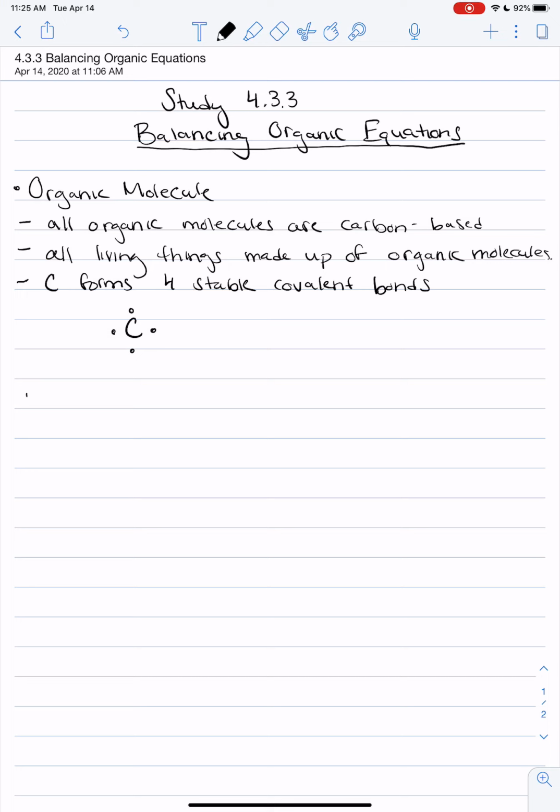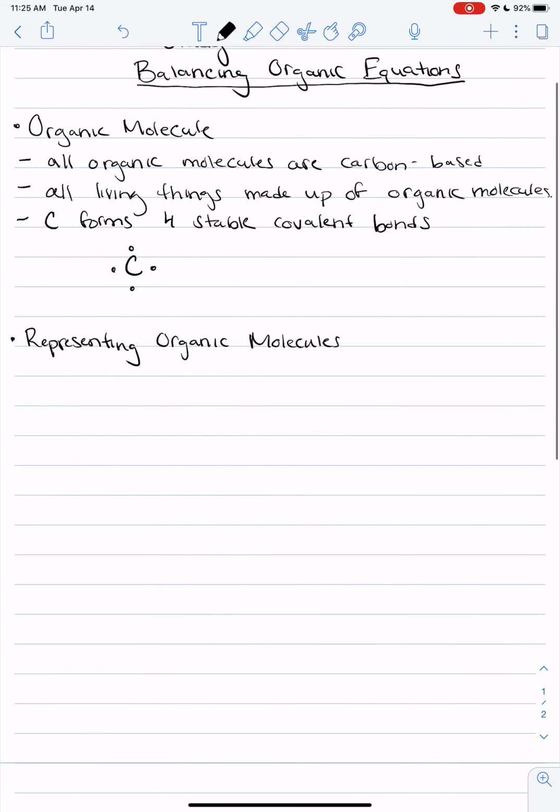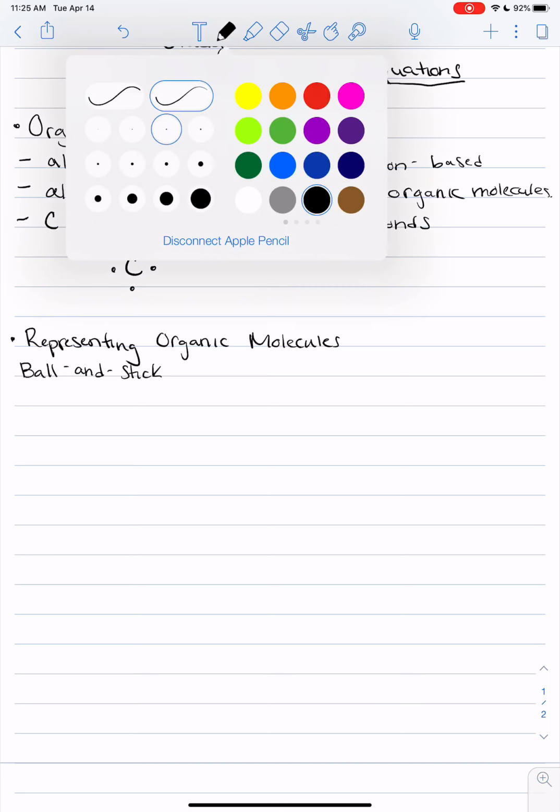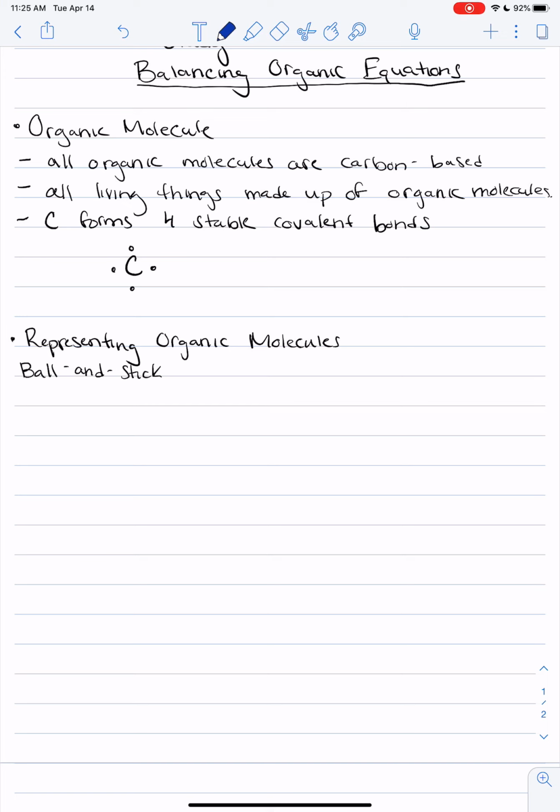The next thing we need to be able to do is represent organic molecules. All right, so there's 3 ways of doing that. The first way is called a ball and stick model. And this is what we've seen in the classroom, right? So we've made these ball and stick models. They're physical models, and they show the geometry of our molecule.